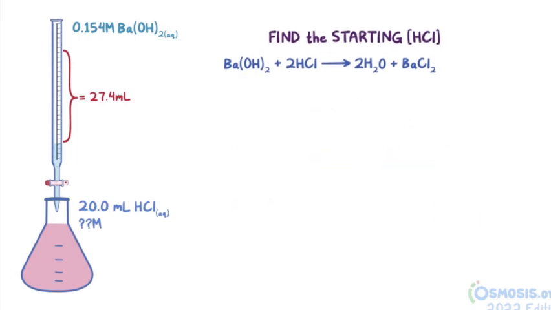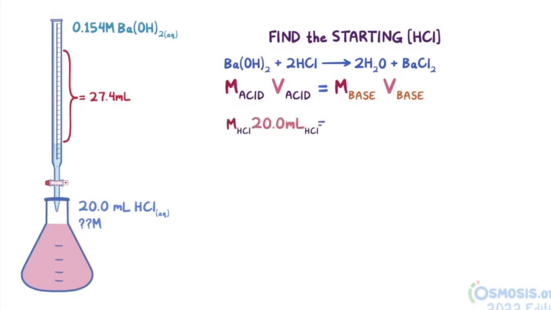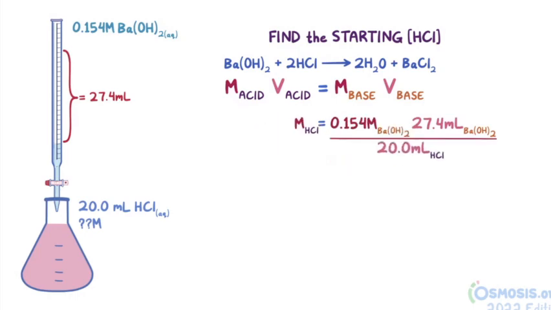We can also try to solve this problem using the MV is equal to MV equation. Recall that this equation is saying that the moles of acid at the equivalence point is equal to the moles of base. In this equation, we know that the volume of the acid is 20 milliliters and the volume of the base is equal to 27.4 milliliters. We also know that the molarity of the base is 0.154 molar. When we solve for the molarity of the acid, we get 0.211 molar, which is the wrong answer.